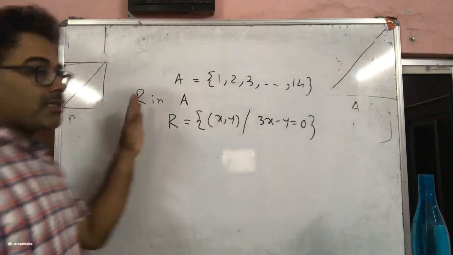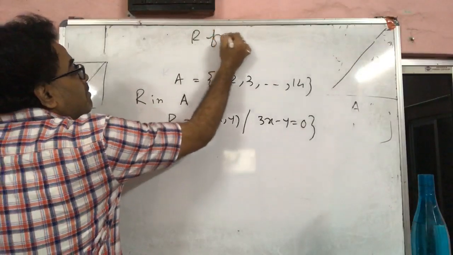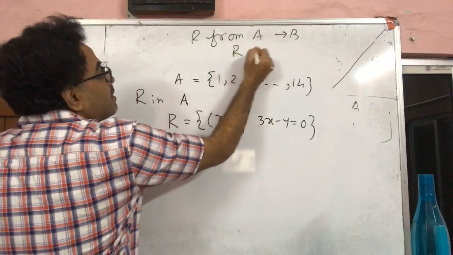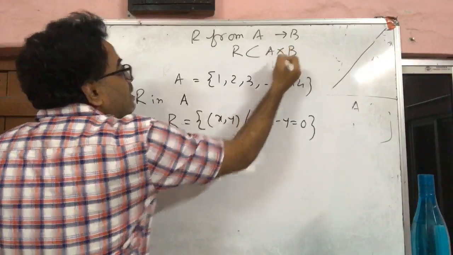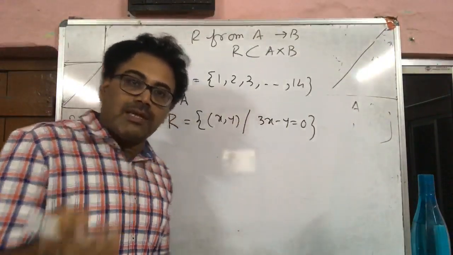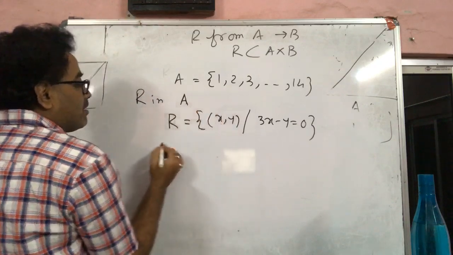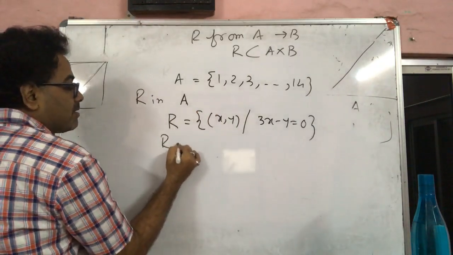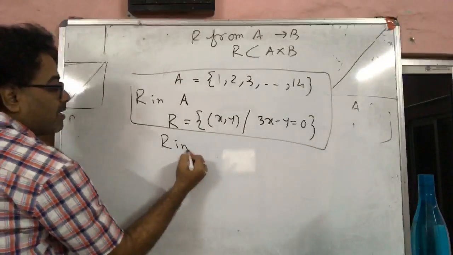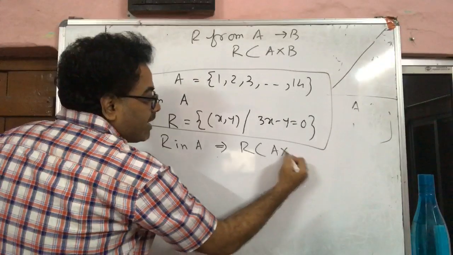একটা কথা বলি, relation R from A to B is just like a subset of A cross B. Okay, and relation R in A মানে A to A. Okay, R in A means কোশ্চেনটা হচ্ছে এইটা, R in A implies R is a subset of A to A, না A to B. Okay.